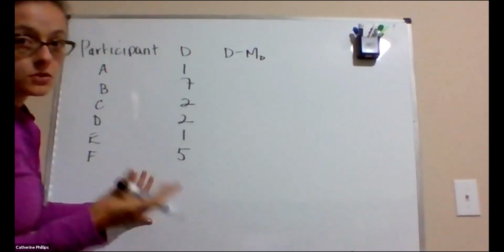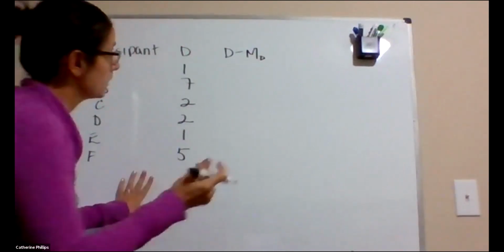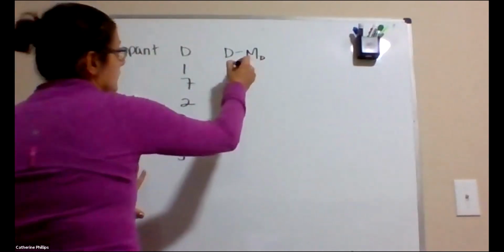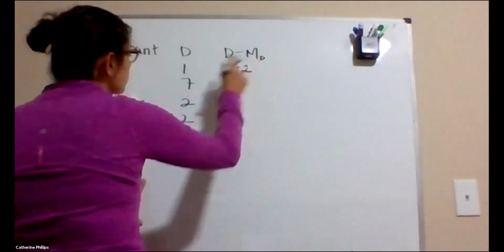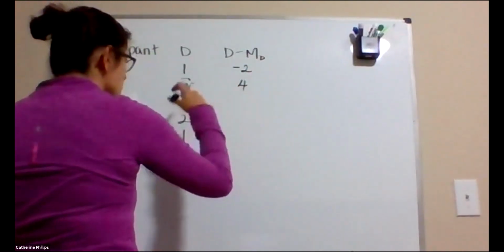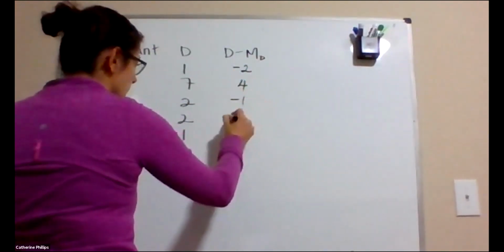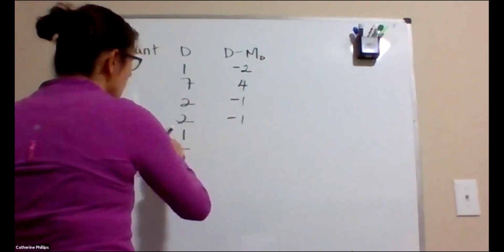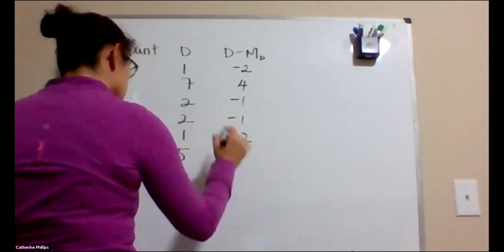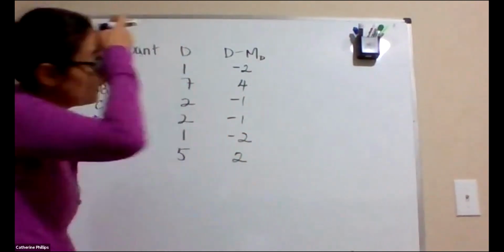The mean of the difference scores was 3. Right? So 1 subtract 3 is -2. 7 subtract 3 is 4. 2 subtract 3 is -1. Do that twice. 1 subtract 3 is -2. 5 subtract 3 is 2.